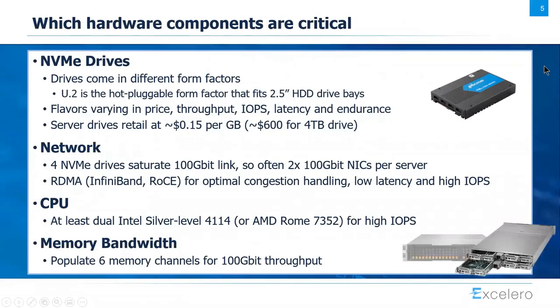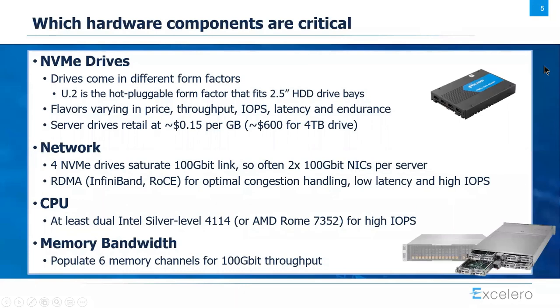So let's look at which hardware components are important to keep in mind when you're designing a fast NVMe-based storage system. On the one hand, it's the NVMe drives themselves. They come in different flavors, for instance, as PCI cards, but the typically used one for servers is what's called the U.2 form factor, which means it's a hot pluggable drive that looks from the outside similar to a 2.5-inch classic spinning disk. The various flavors for NVMe drives vary in price, throughput, IOPS, and latency, and endurance.